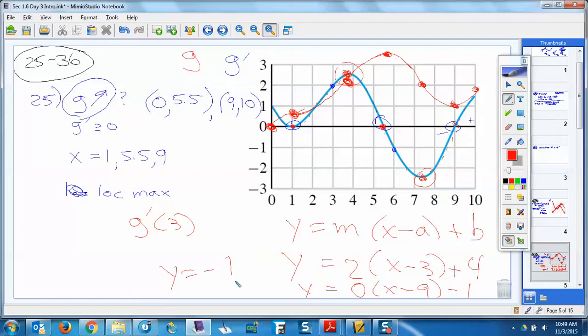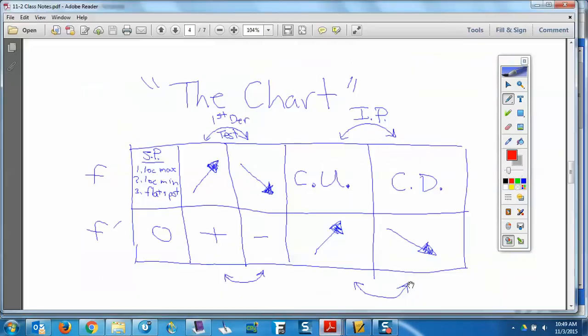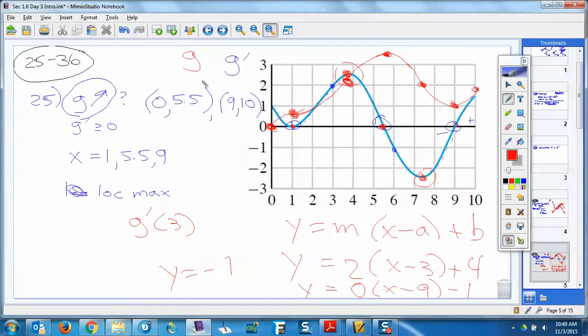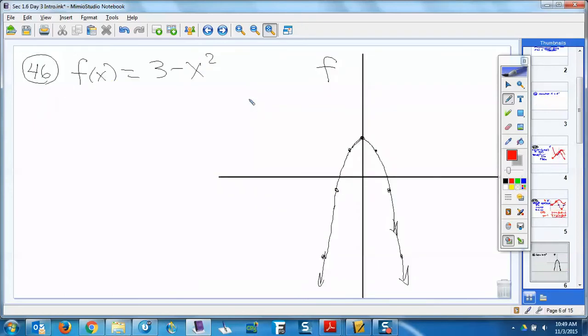Okay, so a lot of stuff in there, asking questions about the chart, a very common type of problem that I'm going to be giving you on the quiz. Quite a few of those. Here's an F graph, answer these questions. Here's an F prime graph, answer these questions. Okay? So we did one of each. We did one where you started with the F graph, and one where you start with the derivative graph. Okay? All right, 46.